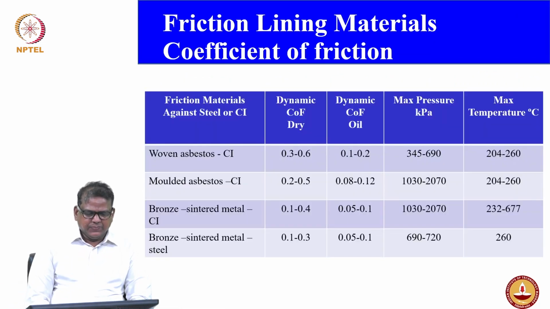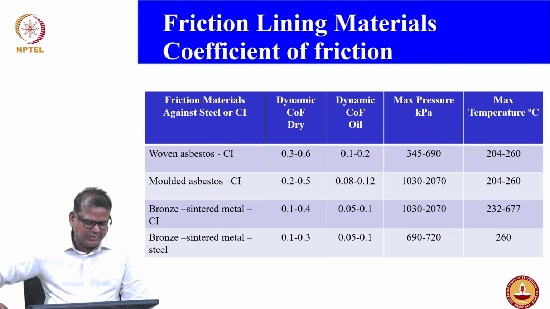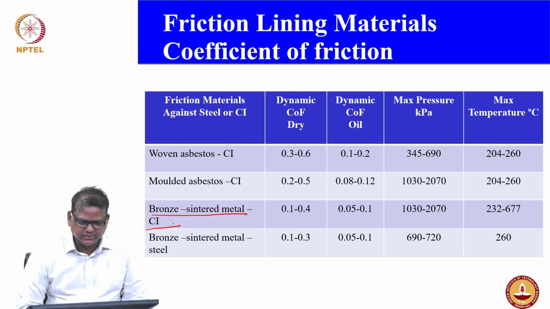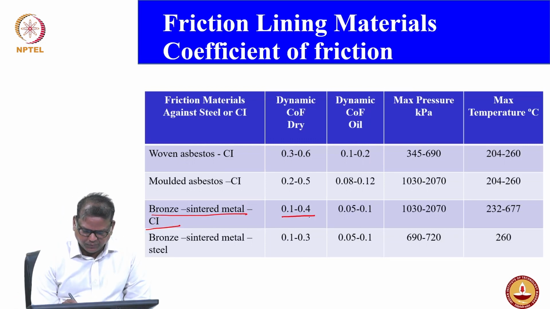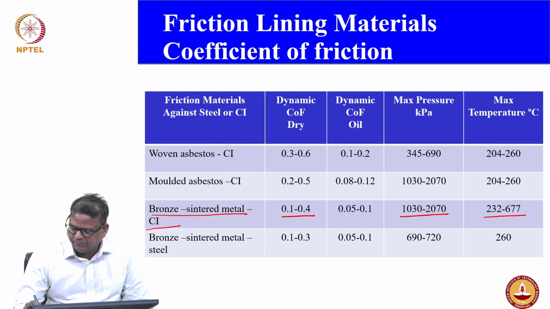You can see these are the friction lining materials and coefficients of friction. In fact, I already shared this in the beginning of the lecture. So these are the 4 possibilities. What material is given for our problem? Bronze sintered metal. The dynamic coefficient of friction is 0.1 to 0.4, the corresponding pressure is 1030 to 2070 kilopascal, and the maximum operating temperature is between 232 to 677 degrees Celsius. This is the only input we have.